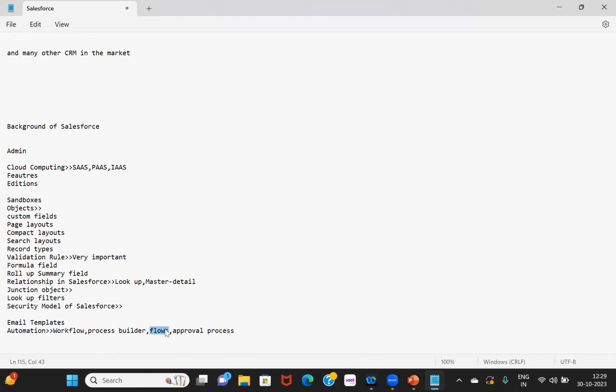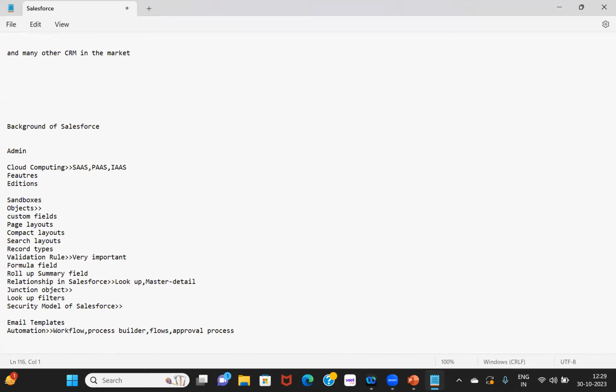This is a flow. Right now, workflow and process builder are retired from Salesforce, but even so, I will give you an introduction on that. But this topic, flows, is very important, because whatever existing workflow and process builder are there, they are all migrated to flows. So we are going to see that part in much detail.